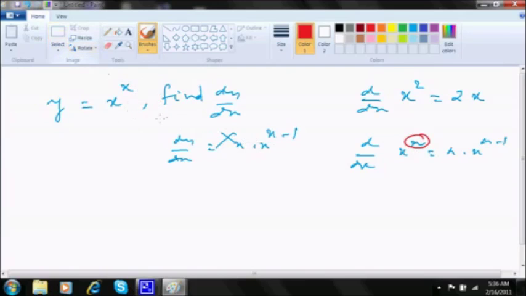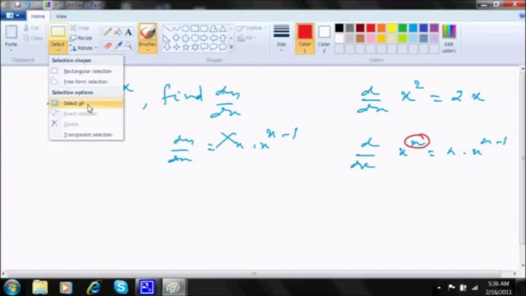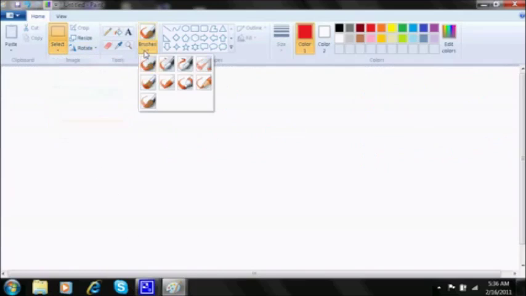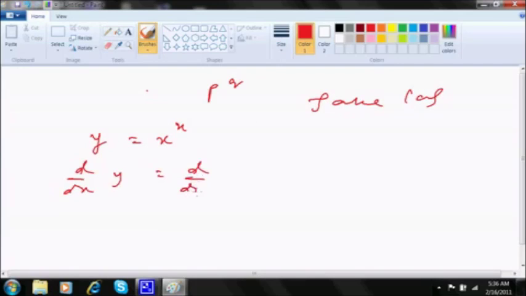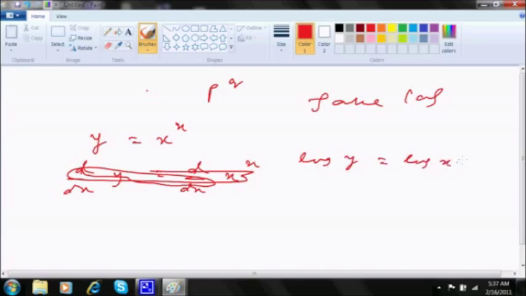So if y equal to x to the power x comes, it's coming in the form of p to the power q. Nothing to worry about, just take log on both sides. So dy/dx of y is dy/dx of x to the power x. I'll take log on both sides. So log of y is log of x to the power x. So this is x log x.